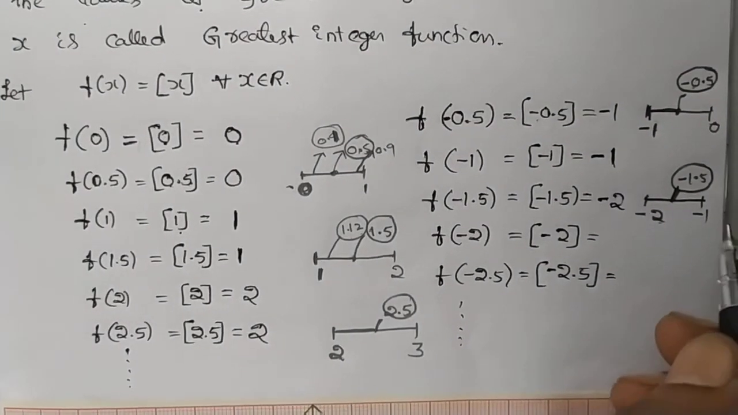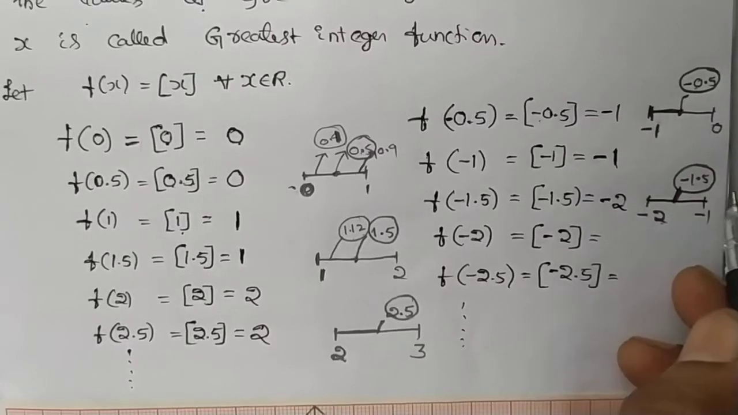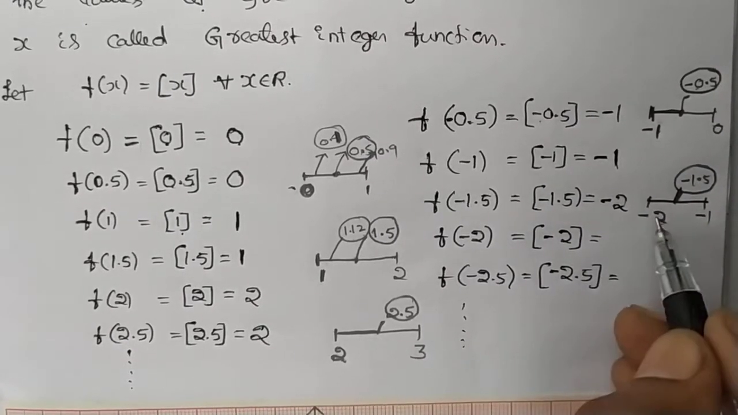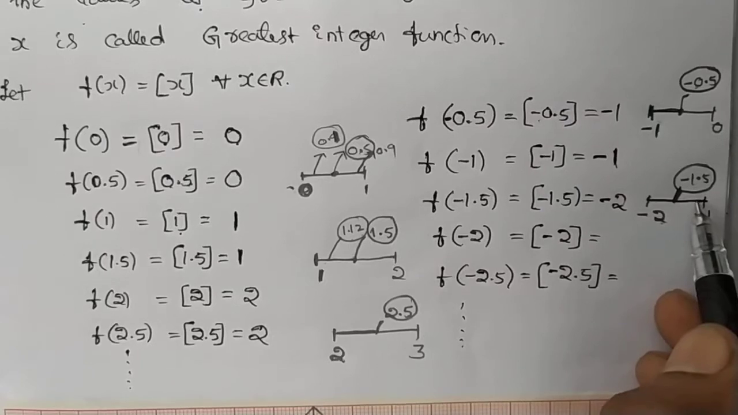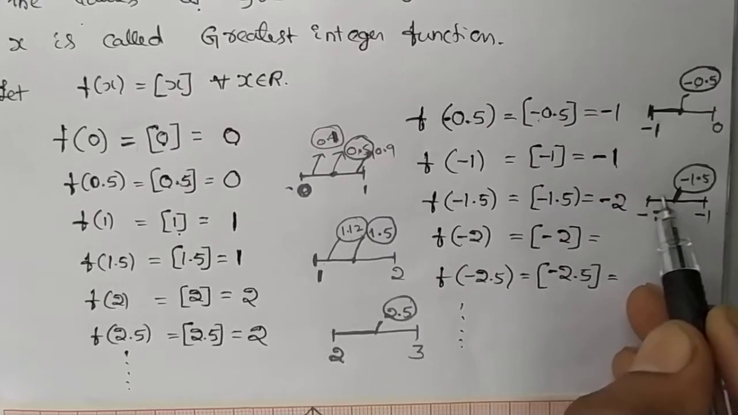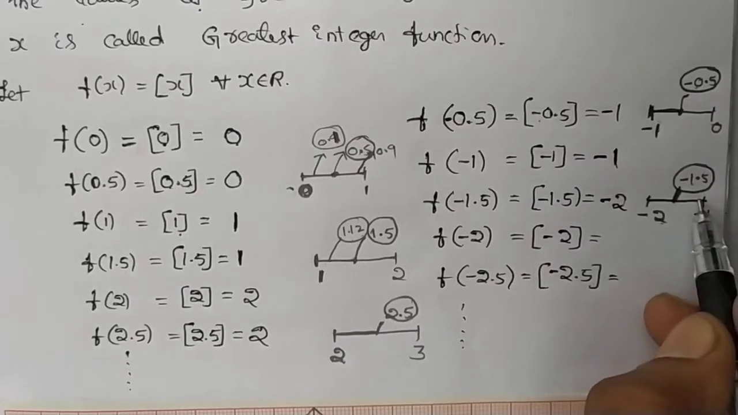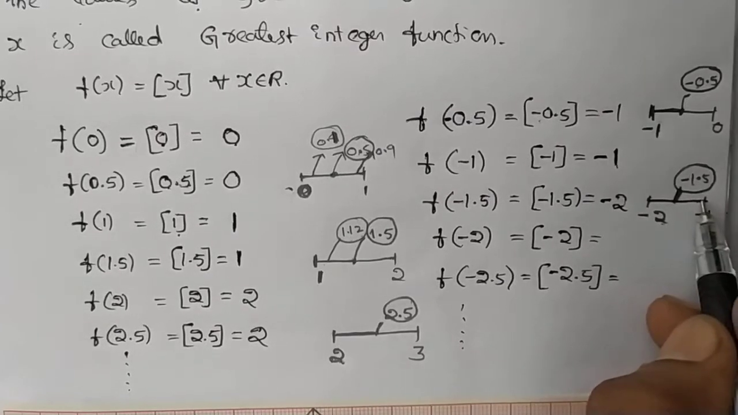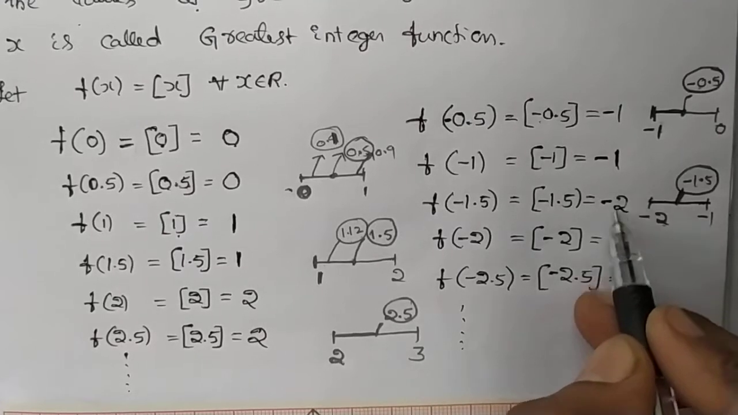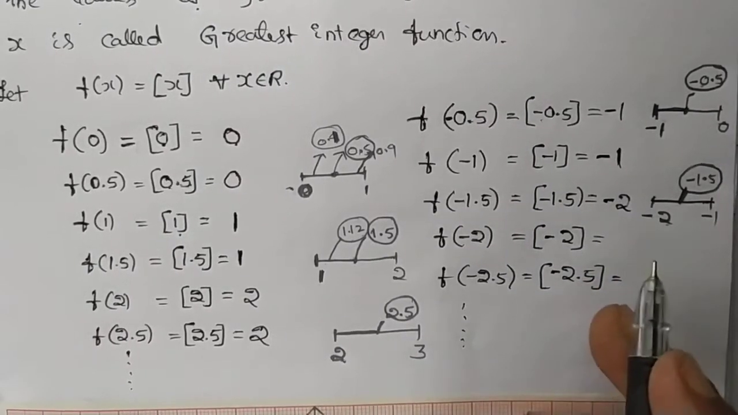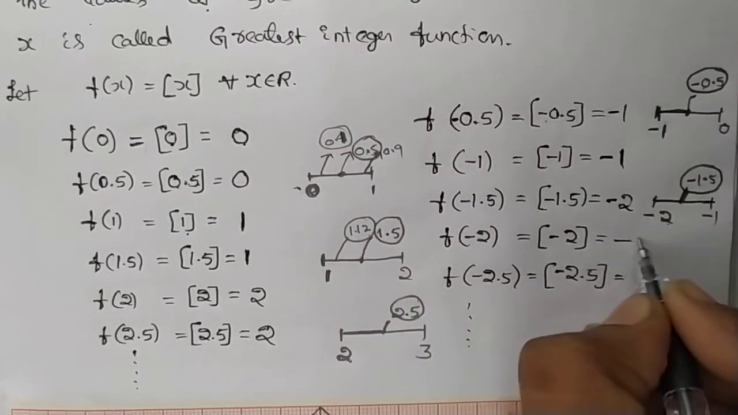What about the greatest integer for the value minus 1.6667? That will be minus 2. From minus 1.1111 up to minus 2, the greatest integer will be minus 2 only. From minus 1.1 to minus 2, the greatest integer will be minus 2 only. Hence it is a greatest integer function. What about the greatest integer for the value minus 2? It will be minus 2.